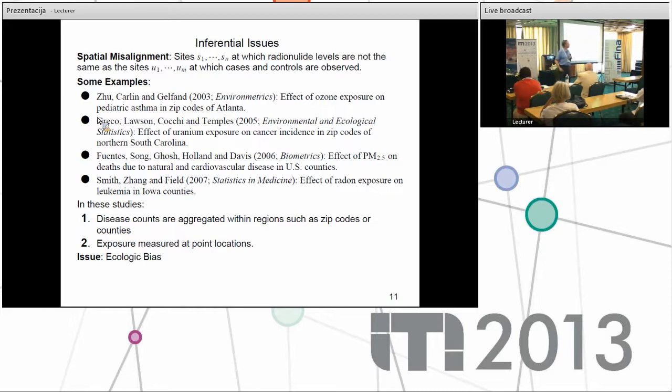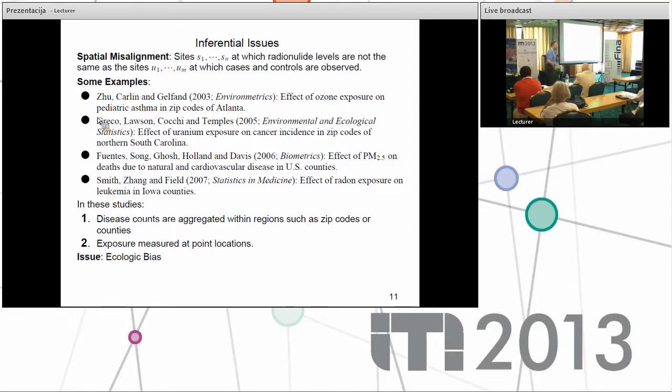The issue we're trying to deal with, however, is this spatial misalignment. The cancer cases are not at the same places as the measurements. This is something that's been looked at by a number of other authors, and here are some references to that. Many of these other studies are distinct from the study I'm working with in that the cancer cases are aggregated by political units like counties or zip codes. In our data, we actually have the locations themselves. So that's one area where this differs.